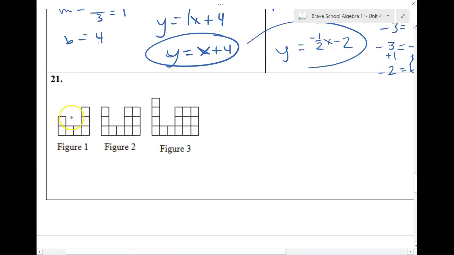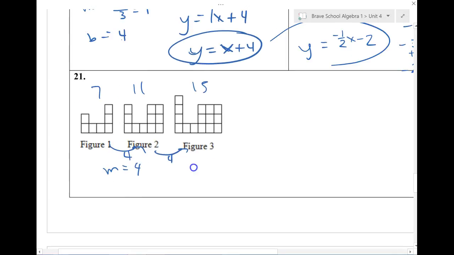Okay, so for 21, again, we first need to find our slope. So we simply do that by counting out the squares. Well, here we have 7. Here we've got, let's see, 6 plus 5, 11. Okay, here I've got 15. So the change is 4. And actually, I think we just did this one, didn't we? Okay, well, it's okay. We'll do it again.